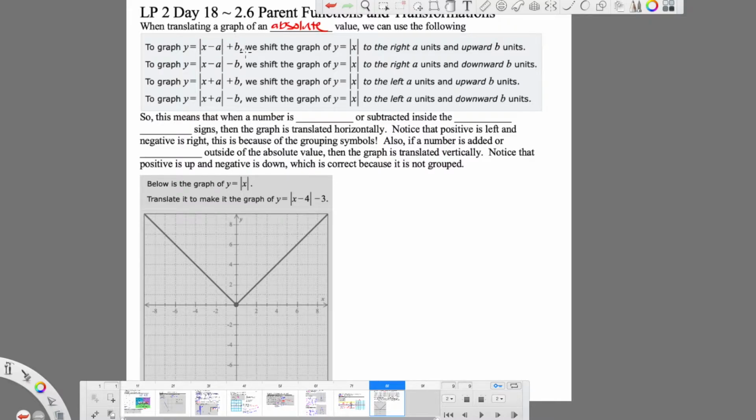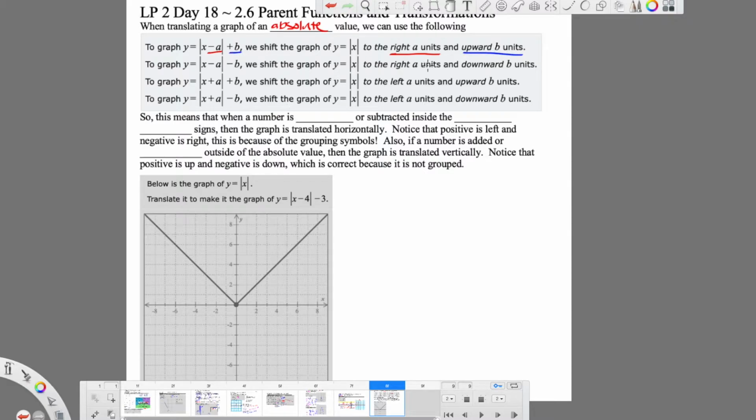So we're going to shift. Here's the parent graph, which we see down here. This is what it would look like normally without any of this adding or subtracting. Well, we're shifting right a units, so I can see that here. And then we're going up b units, so I can see that here.